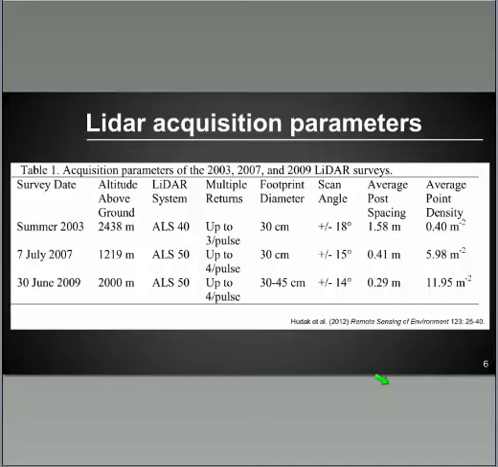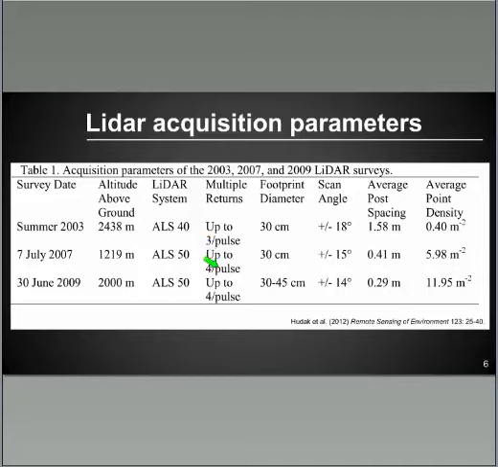They're actually fairly consistent. The altitude above ground varied, and that has an effect on the point density of the surveys. And then the LiDAR system used progressed from an ALS 40 to an ALS 50 in the latter two acquisitions. They had similar numbers of returns per pulse. That means the first return tends to be from the top of the canopy, and then if there are additional returns for a given pulse, they will get reflected either off the ground or off intervening canopy layers.